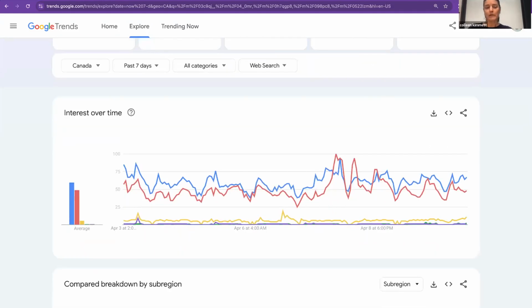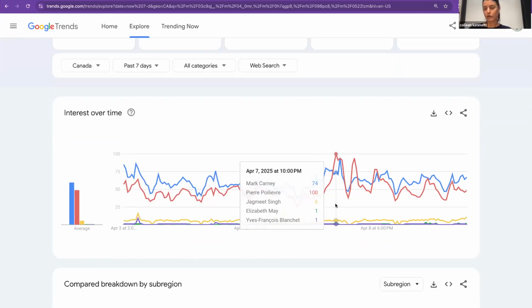Interest over time, this is the graph showing that scale of 1 to 100 that we talked about. So as I scroll over here with my mouse, I can see relative search interest in the candidates, when search interest in that candidate peaked, and also where they stand relative to the other candidates.